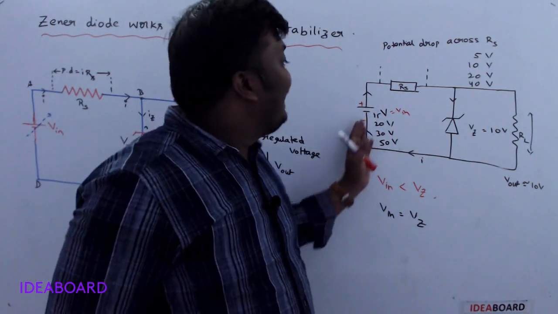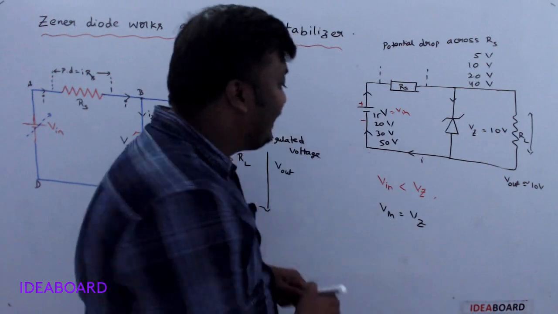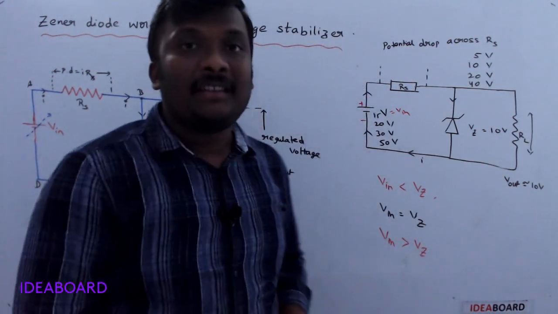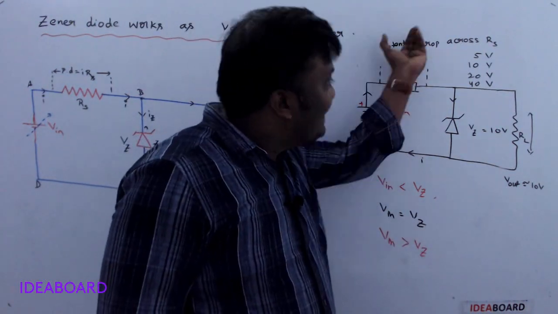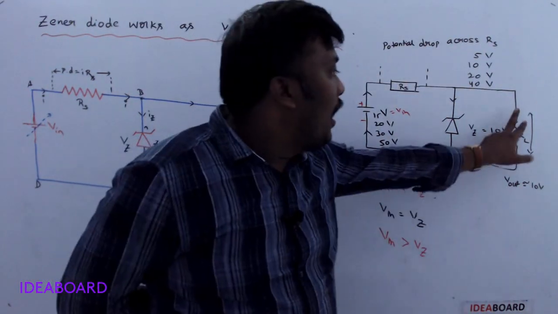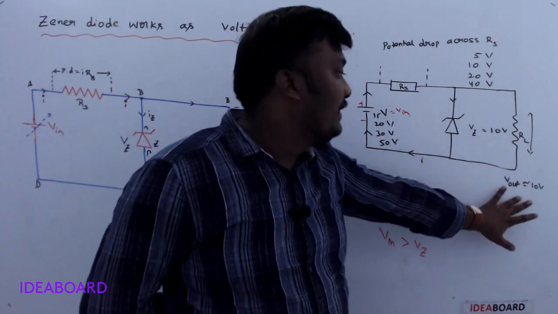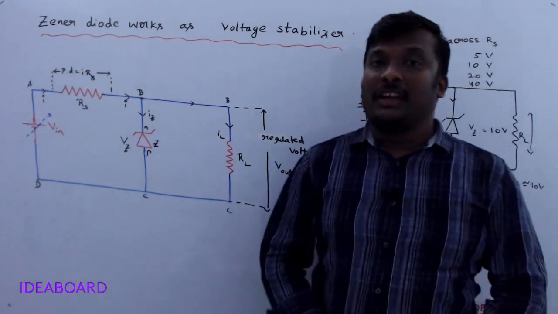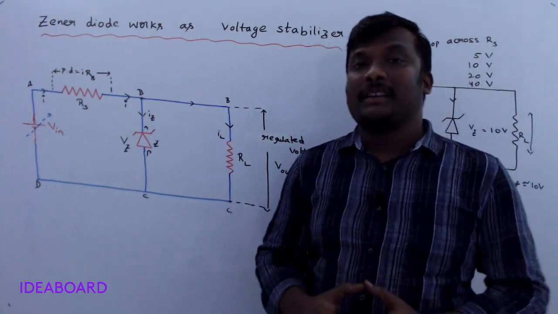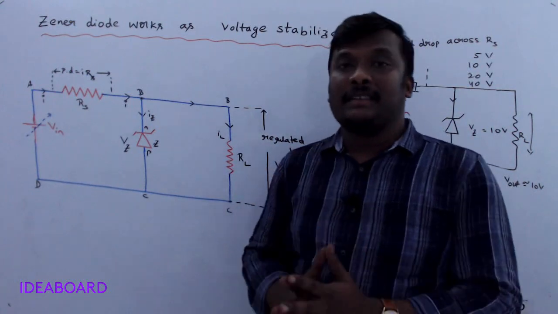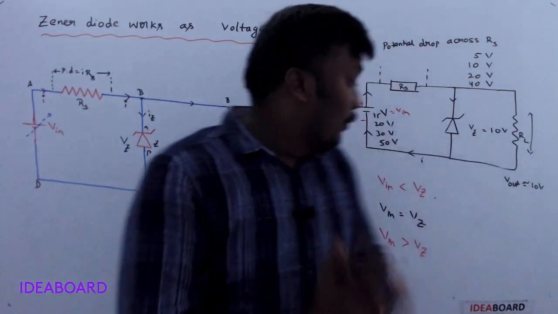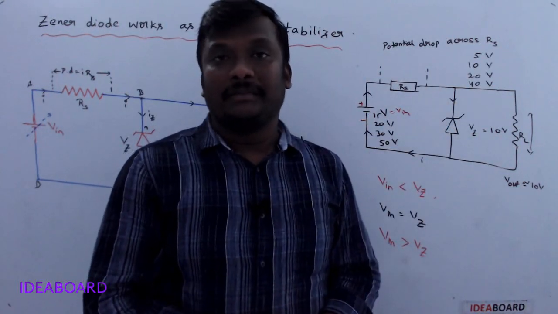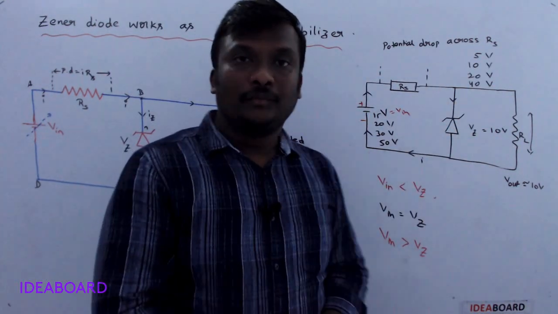So if you increase the input voltage beyond the Vz, what happens? The potential drop across RS increases, but the output across the RL always remains constant. That is the main function of the Zener diode. So here the output remains constant, which means it is a voltage stabilizer. Only the reverse saturation current will increase at that particular voltage. Is it clear now? Okay.